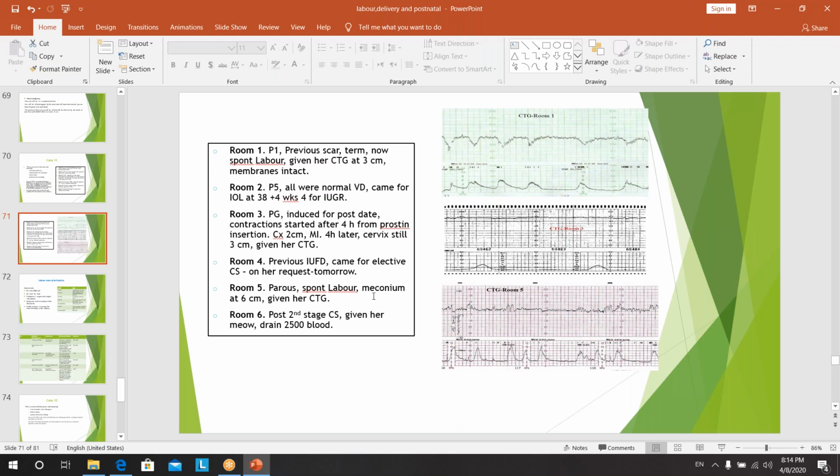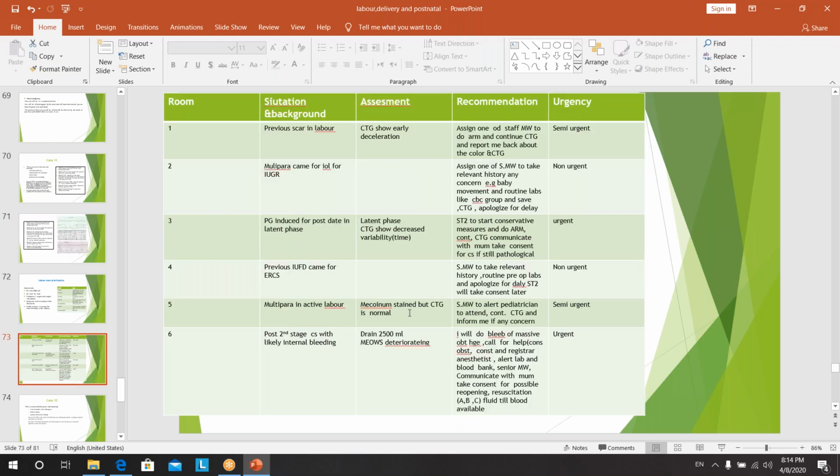Room 5, this is a para in spontaneous labor, meconium stained, and her CTG is normal, meconium at 6 cm, but normal CTG. So I will send one of the staff midwives to alert the pediatrician to attend the delivery. This is a meconium stained baby, so the pediatrician has to attend the delivery, continue the CTG, and inform me of any concern about the CTG. This is a semi-urgent case.